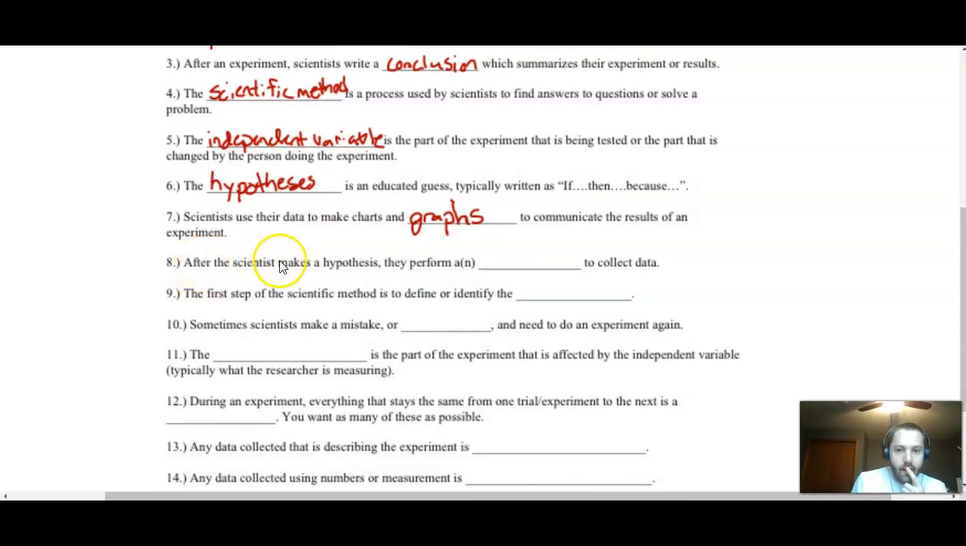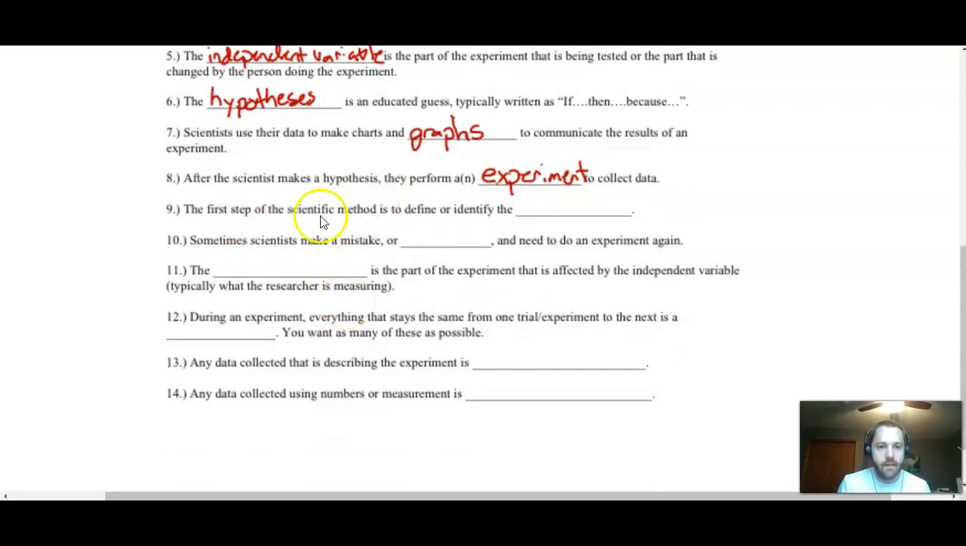After the scientists make a hypothesis, they perform an experiment. Experiments are where they're going to get their data from. And you did that again, paper airplane activity, right? We throw that plane, we collect the data of how far the plane flew.